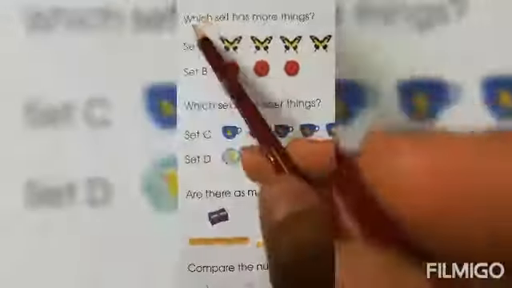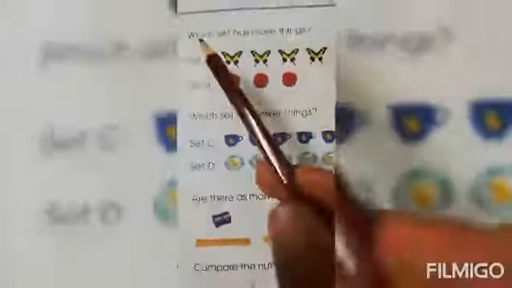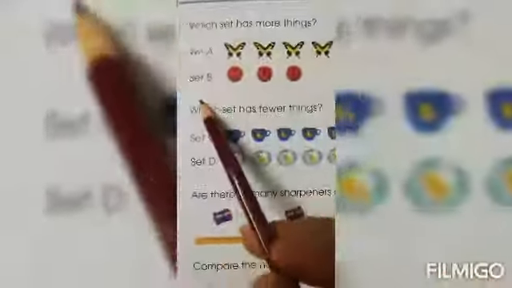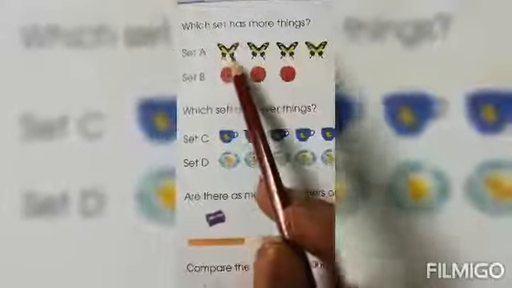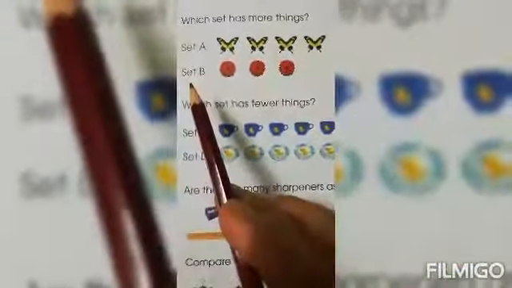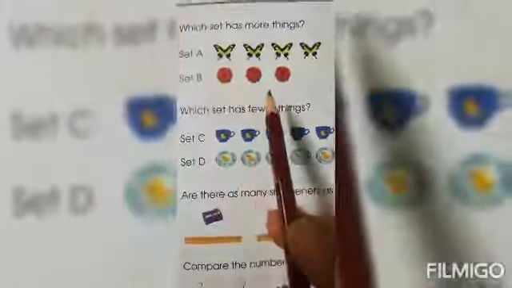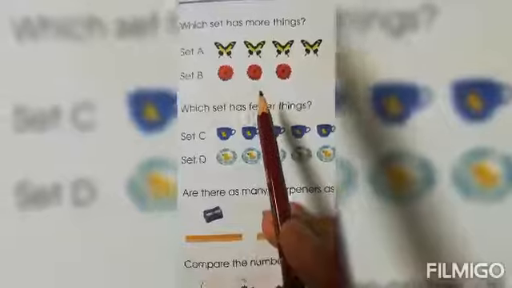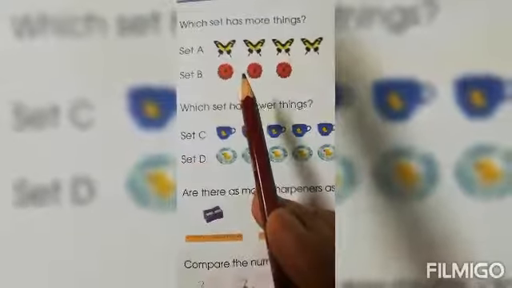Open your book at page number 9. Look at here. What can you see here? Yes, there are some butterflies, the beautiful and colorful butterflies and the flowers. So which set has more things? Set A or set B? In set A, there are 1, 2, 3, 4 butterflies. And in set B, there are 1, 2, 3 flowers. So which set has more things? Yes, the set A has more things.